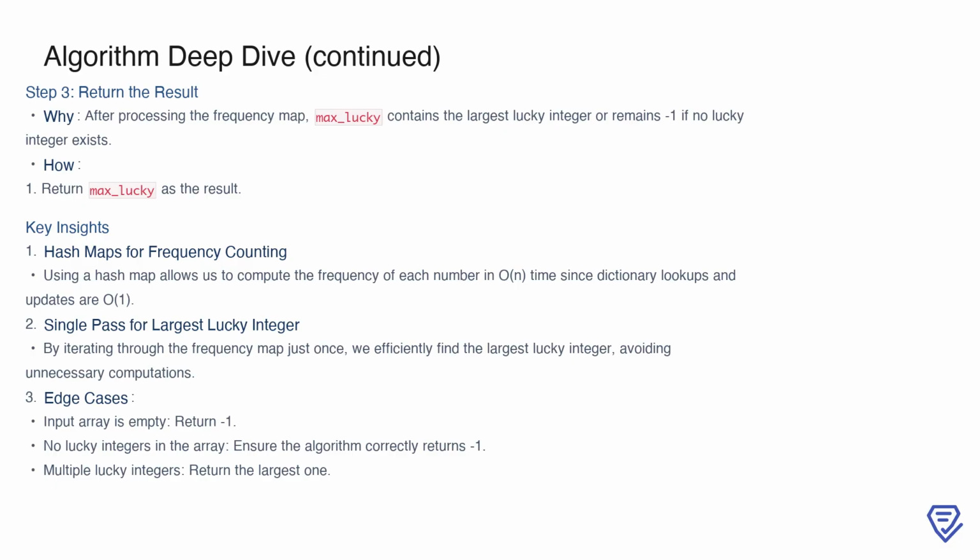There are a few key insights to note here. First, using a hash map allows us to count frequencies in O(n) time, as hash table operations like lookups and updates are constant time. Second, the largest lucky integer is identified in a single pass through the hash map, making the approach efficient. Lastly, we need to handle edge cases. For example, if the input array is empty, we immediately return -1. Similarly, if the array contains no lucky integers, the algorithm ensures -1 is returned. If there are multiple lucky integers, the algorithm guarantees that the largest one is selected.